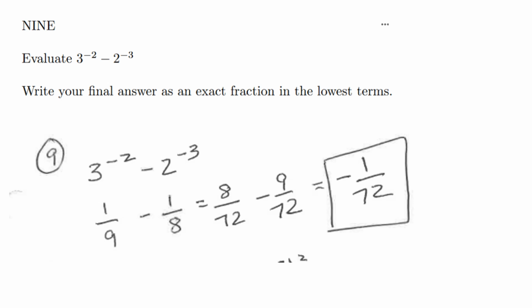Number 9 was another evaluation. This was using negative exponents. So 2 to the minus 3 is 1 over 3 squared, or 1 over 9. And 2 to the minus 3 is 1 over 2 cubed, or 1 over 8. So it's 1 over 9 minus 1 over 8. You need a common denominator here. The common denominator across those two is 72. So this is 8 over 72 minus 9 over 72, which is minus 1 over 72. That should have been your answer.